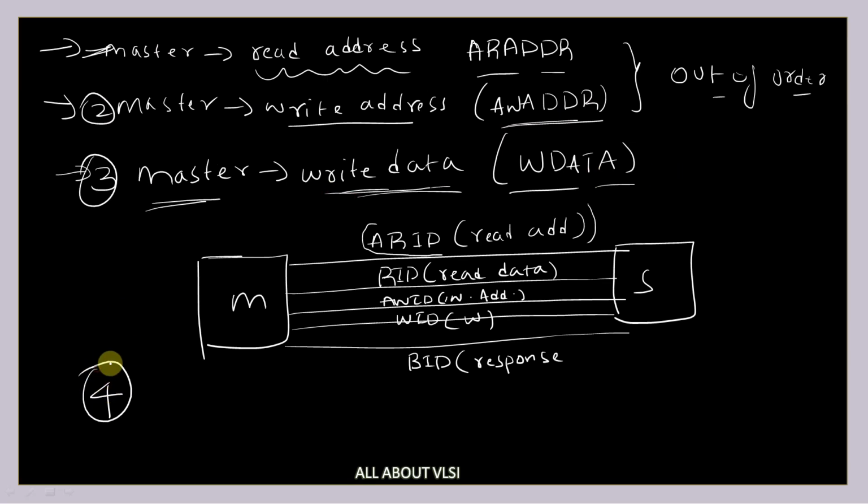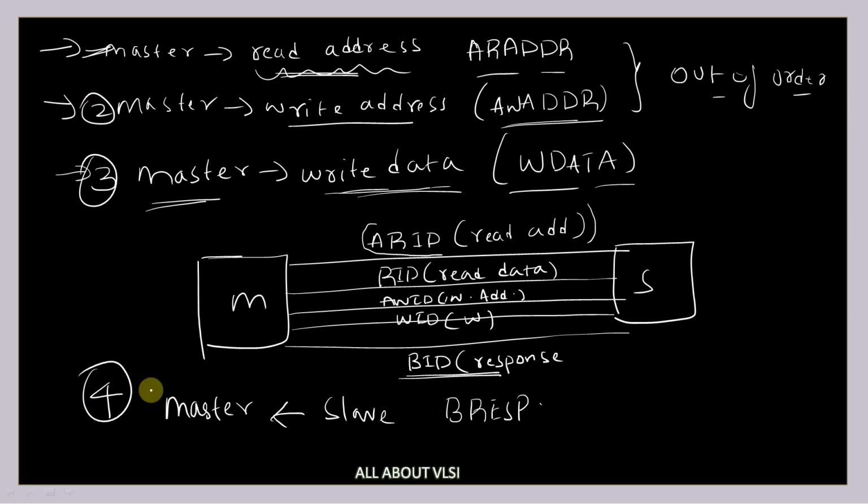Next, before reading, the master can also get the response using the response channel. Okay, the master can get the B response. You can see still there is a pending transaction, that is, the read transaction hasn't happened yet, but before that, all these transactions have completed, and finally the master can read the data. If the master wants to read the data, it can read the data. There is no restriction on the order. But in the AHB protocol, we need to first complete the transaction which has started.